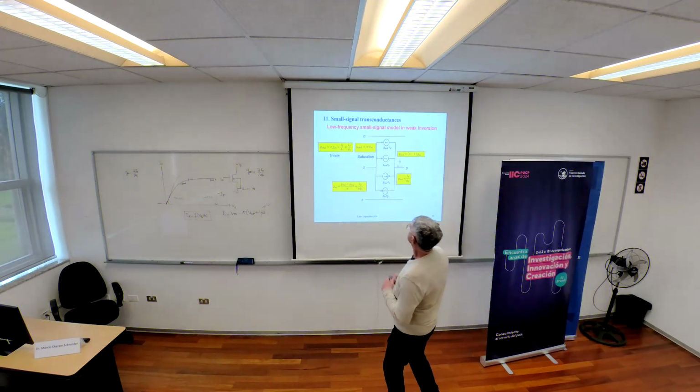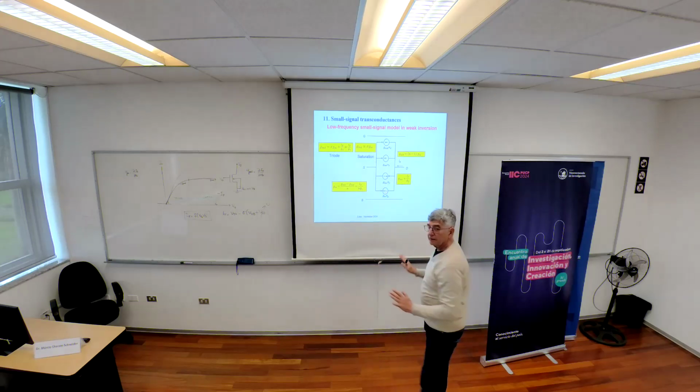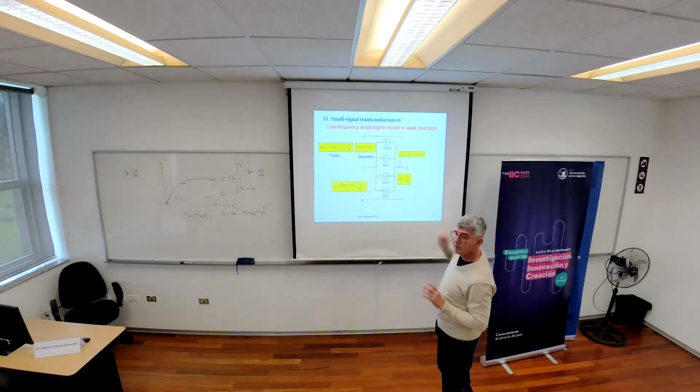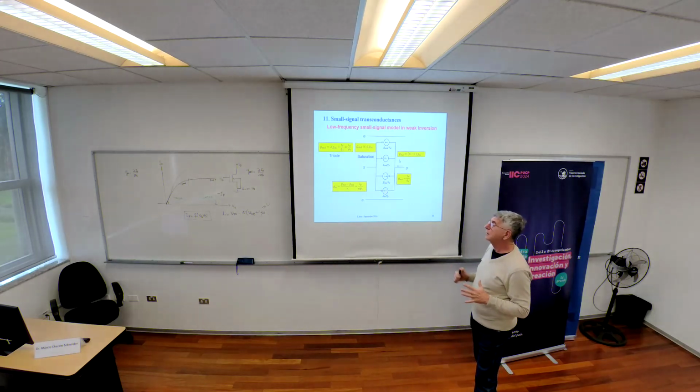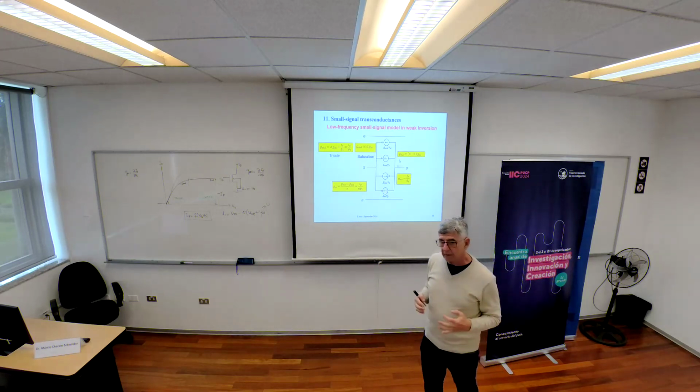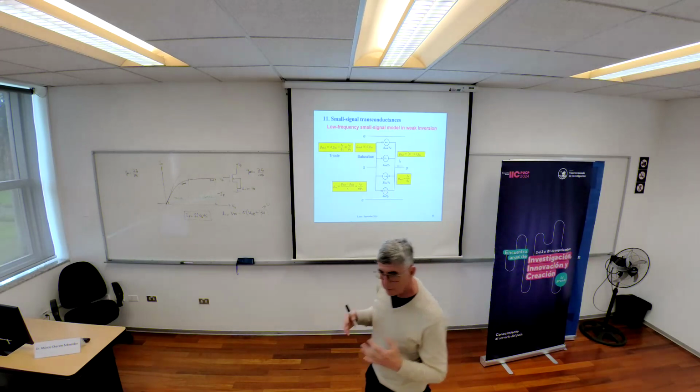All right. So this is the simplified model for the case of the subthreshold region, right? Or the weak inversion, or when the transistor has a current which is exponentially dependent on the voltage.